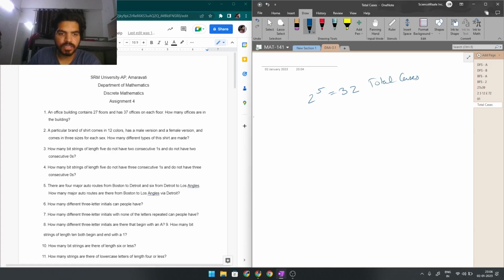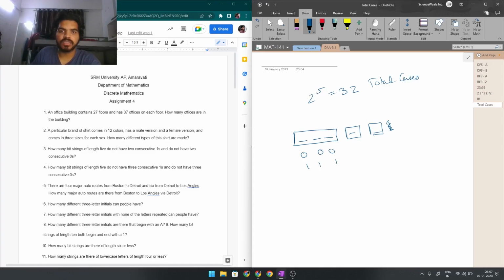Now for the cases where we want to find three consecutive ones, we will consider one block with three similar entities, either 0 or 1. It's 5 bits, so 1 bit here, 1 bit here. So this block has two options: either it will all be filled with 0 or all will be filled with 1. Because we have to find the cases where three consecutive zeros or ones are coming, here we can have two options.